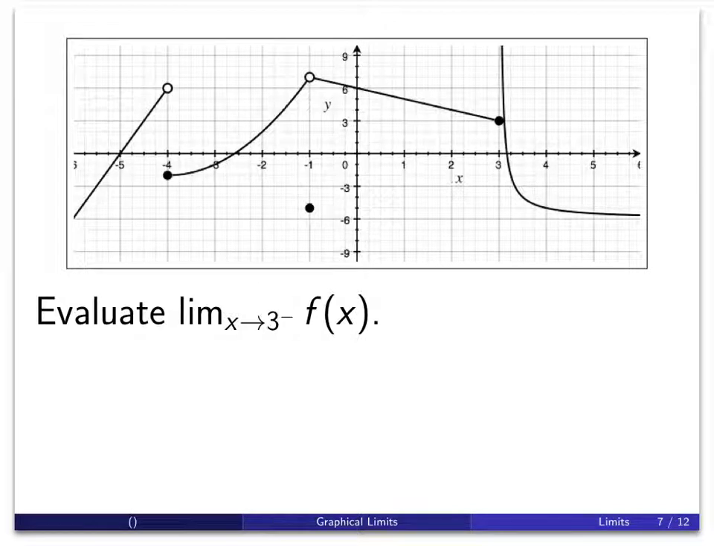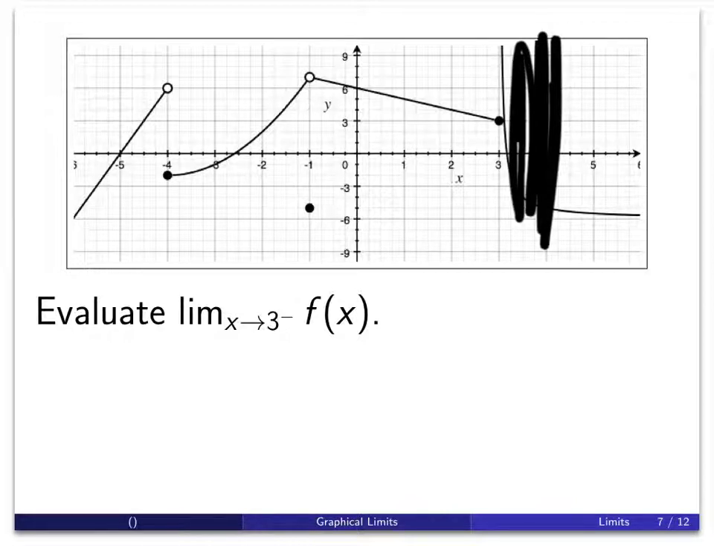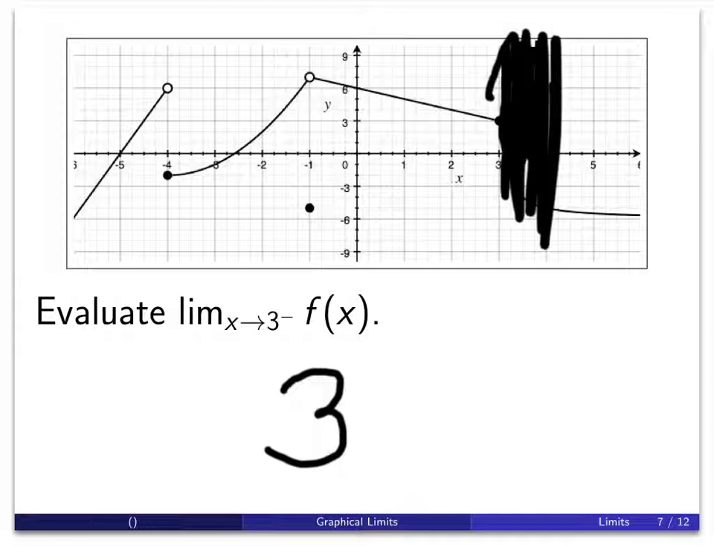Got a few more to go here. We're going to approach 3 this time, so x approaches 3, and we want to do it from the left. The minus sign, remember, indicates that we're coming from the left. So ignore everything that happens on the right. We don't care about that. Again, we don't care what happens exactly at 3, just what happens before 3. So we follow things. We're coming down, we go 5, 4, and it seems like the y values are getting really close to y equals 3. So our left-hand limit here is going to be 3.